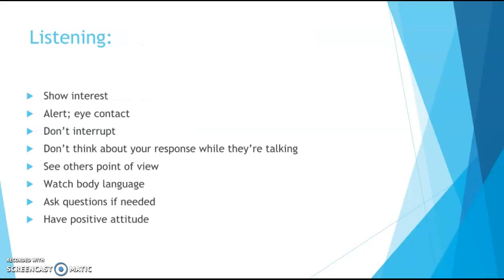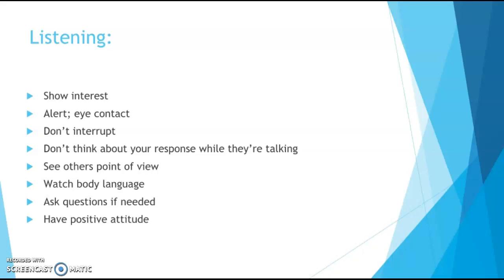Listening. Hearing and listening are two different things. I can hear a whole bunch of noise in the background, and that's hearing something, but it does not mean that I'm listening to you. To be listening, I have to show interest. I'm alert. I'm making eye contact with you. I'm not interrupting you. I'm not thinking about my response while I'm listening to you talk. I need to be empathetic and see things from other people's point of view.